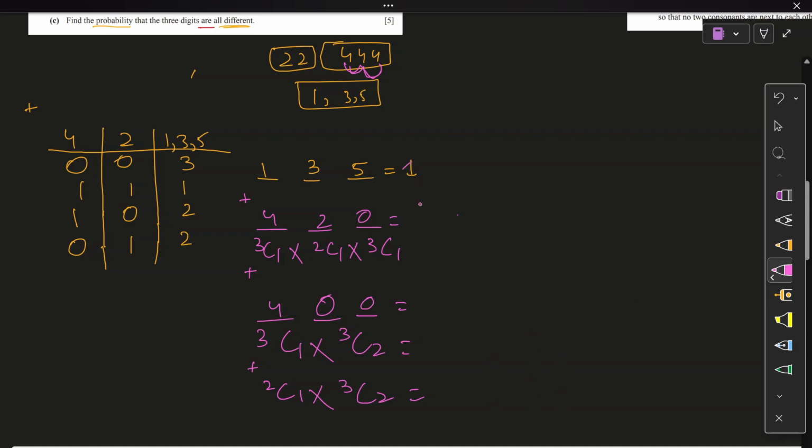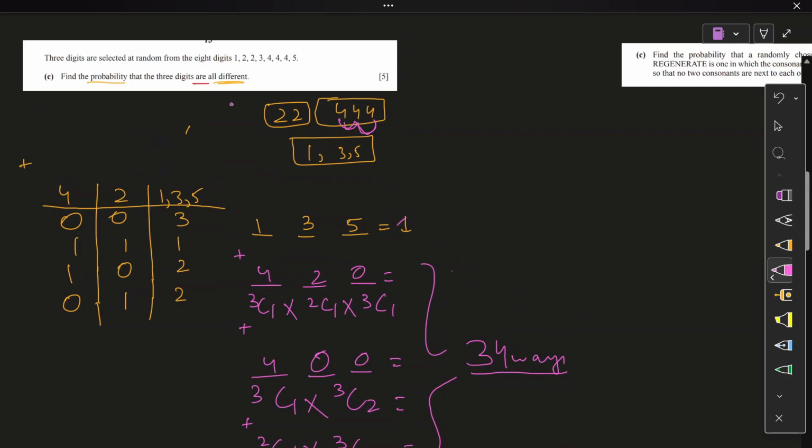That's one, by the way. So 1 plus 3 into 2 into 3 plus 3 into 3C2 is 3 plus 2 into 3. That gives you 34. All of this will add up to 34 ways. Now this is just your numerator. Please don't make this mistake.